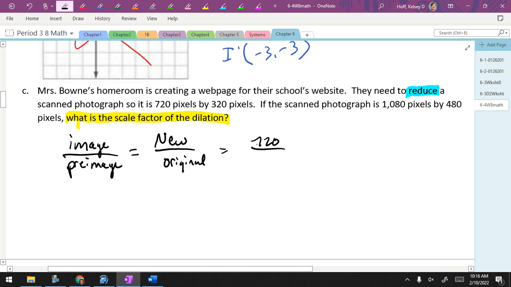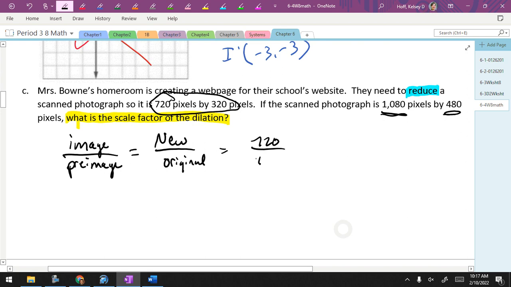Jacob, which does 720 match up with? Why? But I could change the order of them. So why do you know that 720 matches up with 1080? Very good. Between the two dimensions, 720 and 320, 720 is larger. Between 1080 and 480, 1080 is larger. So we're going to put this on here.